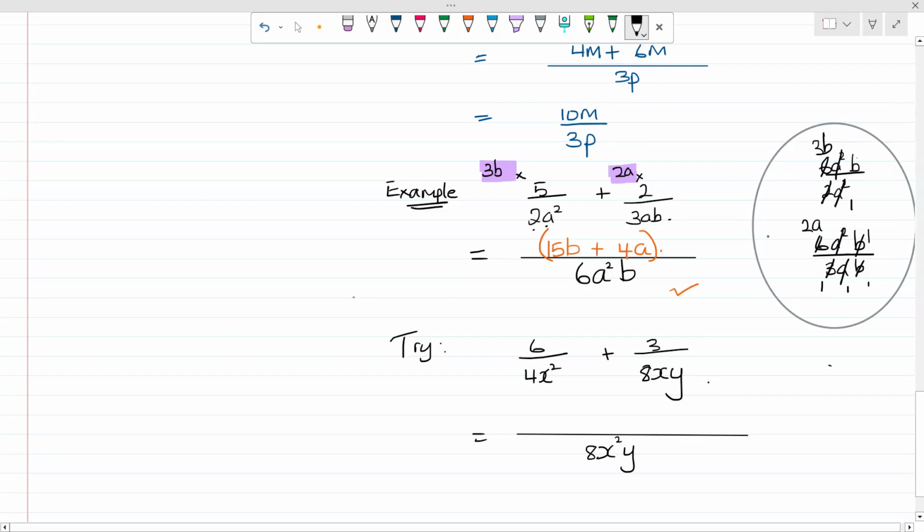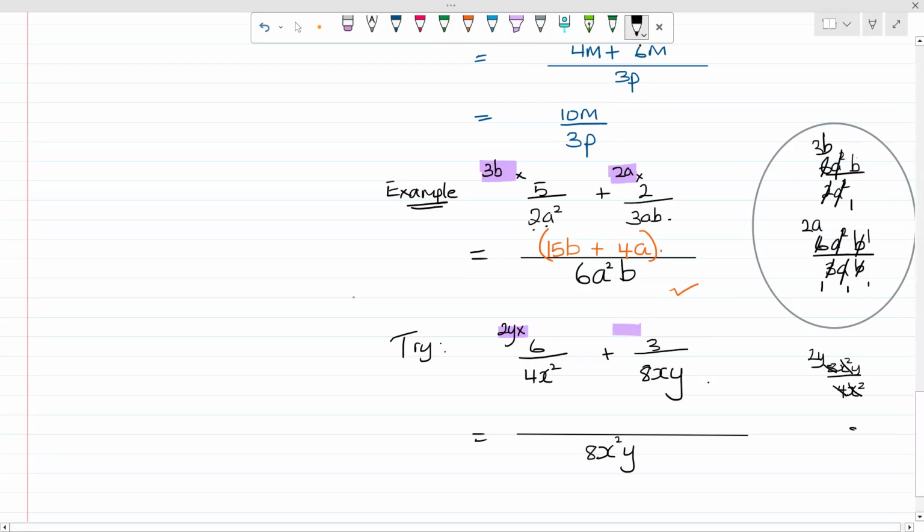I'm going to do the same way as we did before. We're taking 8x squared y and dividing it by 4x squared. 4 into 8 gives 2. X squared will cancel with x squared and we remain with our y. So up in my purple box on top, I get 2y multiplied by 6.